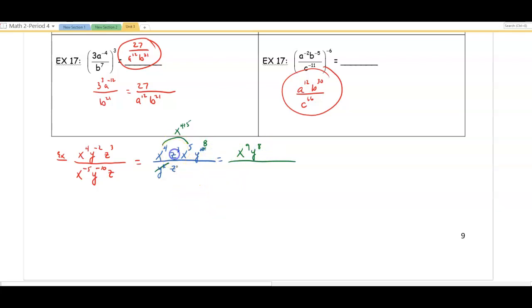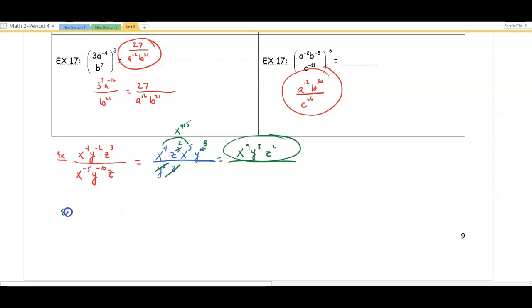I have 3 z's up top, 1 on bottom. I can cancel 1 out. How many do I have left? 2. And both of them are up top. If I have nothing left in the denominator, I just leave it as is. Okay? So with a lot of these, remember, positive exponents don't move. Negative exponents go up or down.